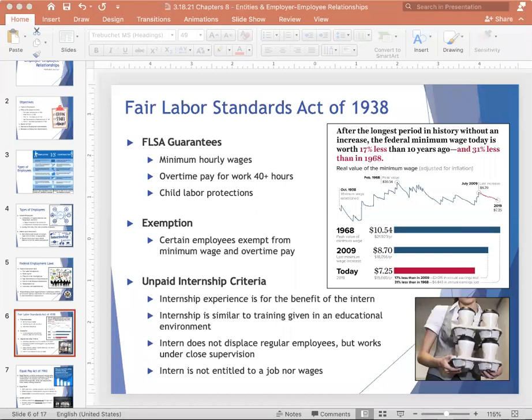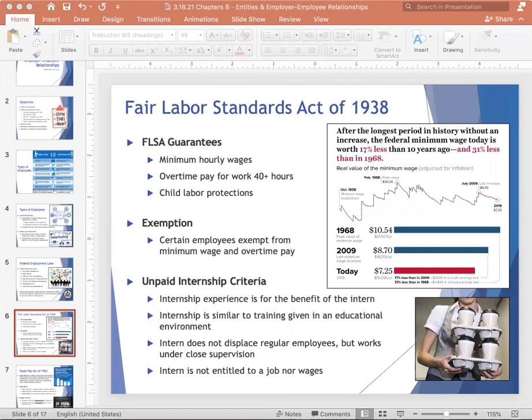It cannot displace a regular employee. Basically, an intern cannot be fulfilling the job responsibilities of a full-time employee. That intern should be working under close supervision. The employer should be providing training to the intern. The employer and intern should have a mutual understanding that the intern is not entitled to wages for the time spent in the internship. Often these internships are associated with some type of educational credit or a class. And then lastly, there needs to also be an understanding that the intern is not entitled to a job at the conclusion of the internship.